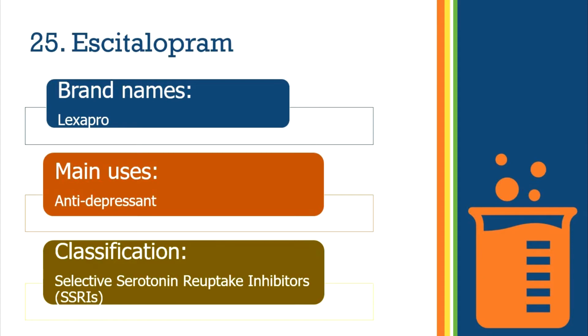Escitalopram. Brand names include Lexapro. It is used to treat depression, and it is a selective serotonin reuptake inhibitor. Citalopram. The brand name is Celexa. It's an antidepressant, and the class is selective serotonin reuptake inhibitor, also known as SSRIs.